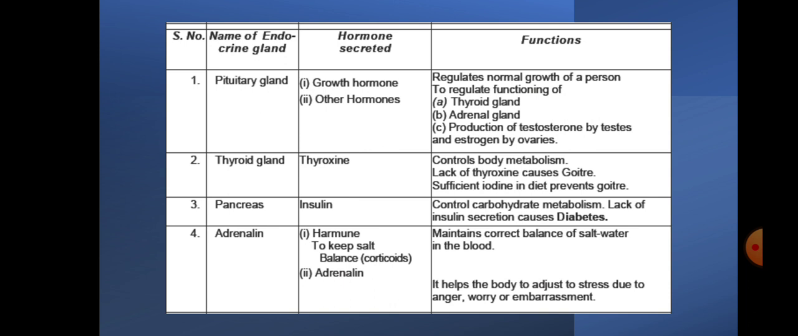The pituitary gland is as small as a pea and is located inside the skull. It is also called the master gland, as it controls the function of all other glands. It controls the other glands.